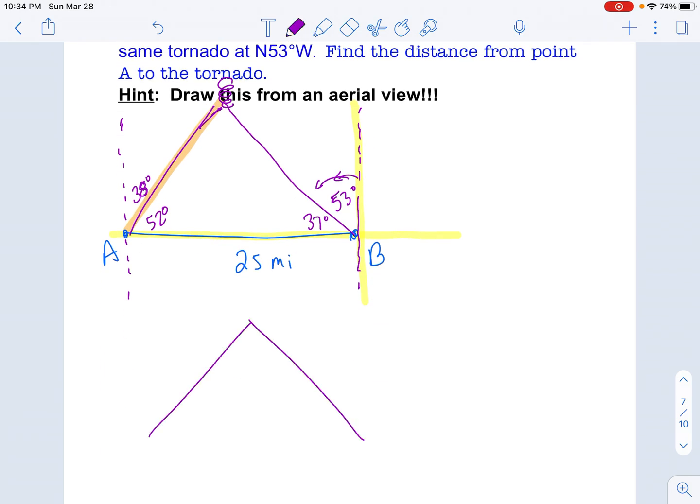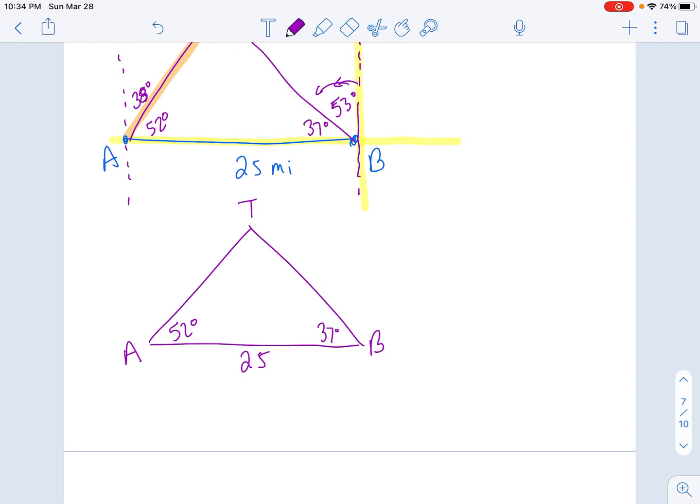I'm going to redraw the triangle without all the extra parts. So we've got A, I'm going to call this point T up there for tornado, and point B. We've got 52 degrees, we've got 37 degrees, and we've got 25 miles. This is angle B, so opposite angle B is little b, and that's what we're looking for right there. Again, is this or could this be ambiguous? No, because we've got an angle and a side, so it's not ambiguous, so we don't have to find two triangles. There's only going to be one solution here.